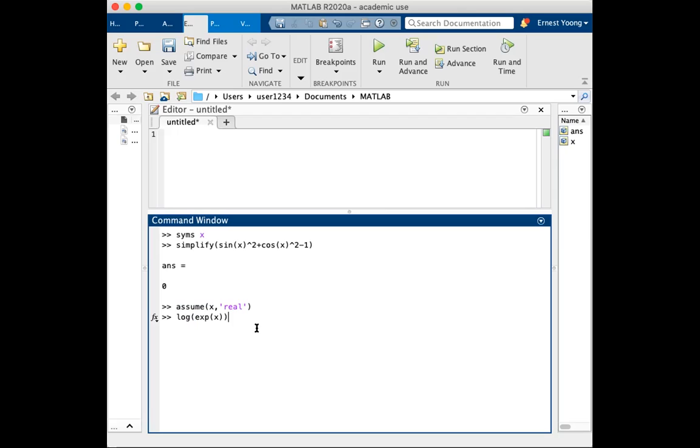So when we assume x is a real number here, we won't get an imaginary number, so we get x. But if we do the same thing without the assumption on x, it won't give my answer.